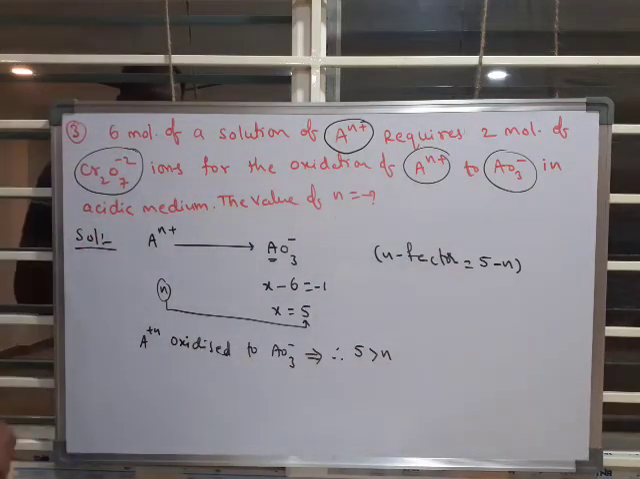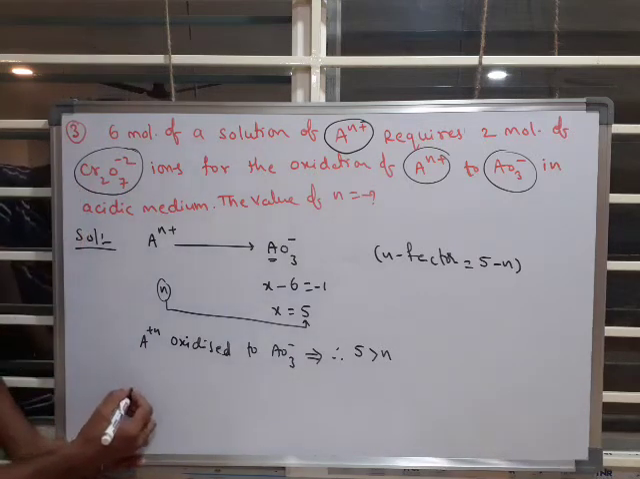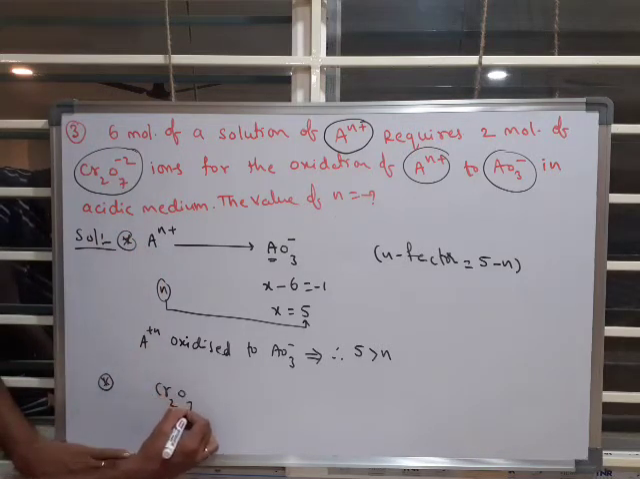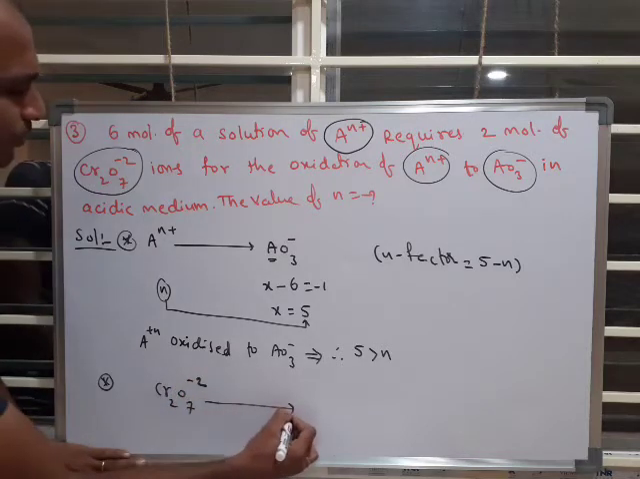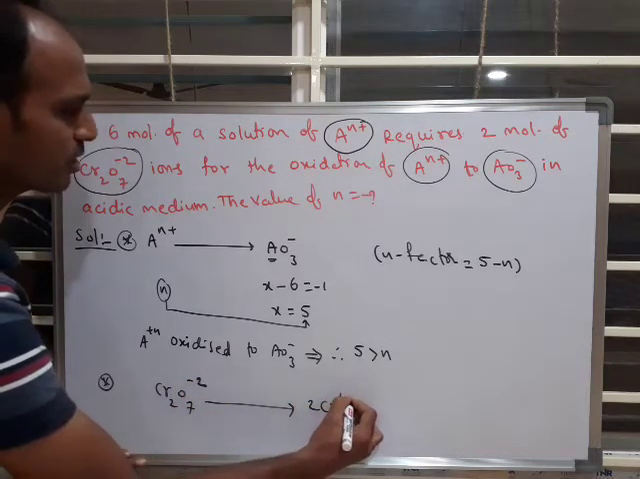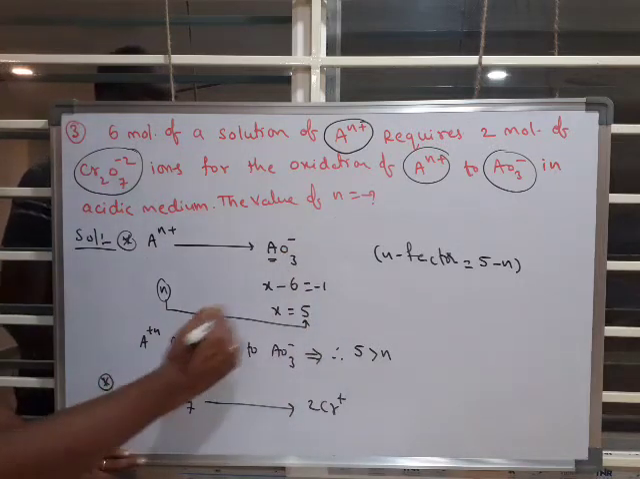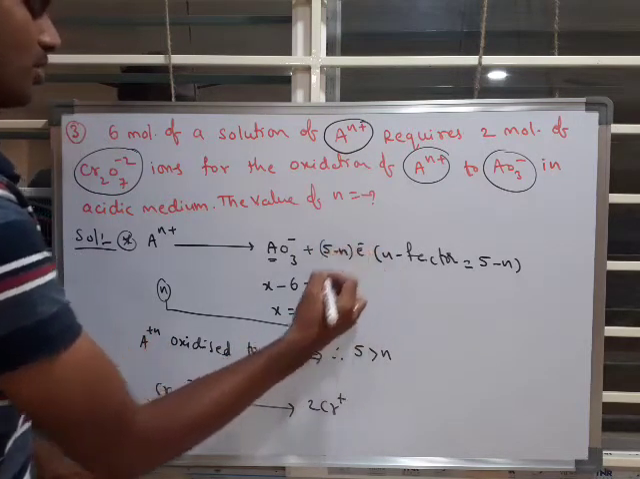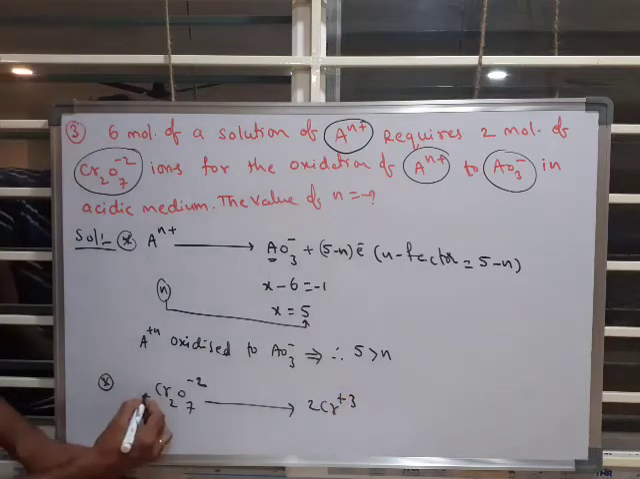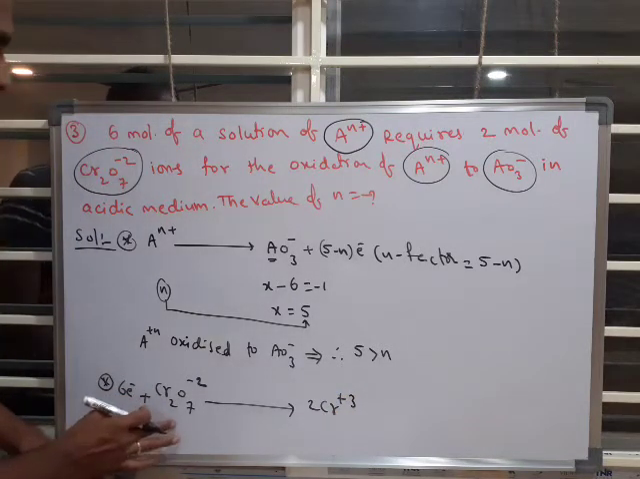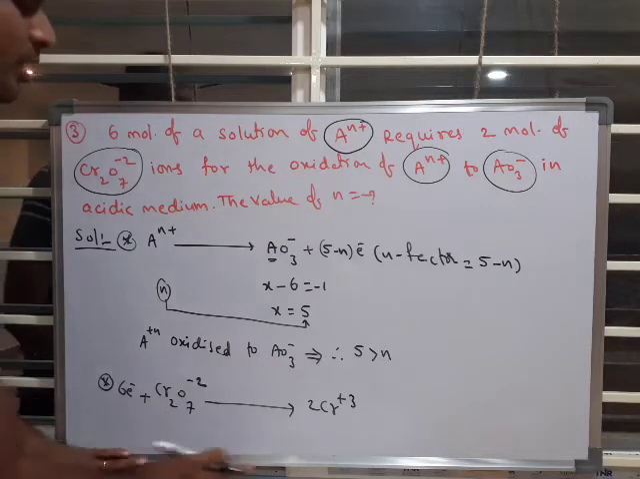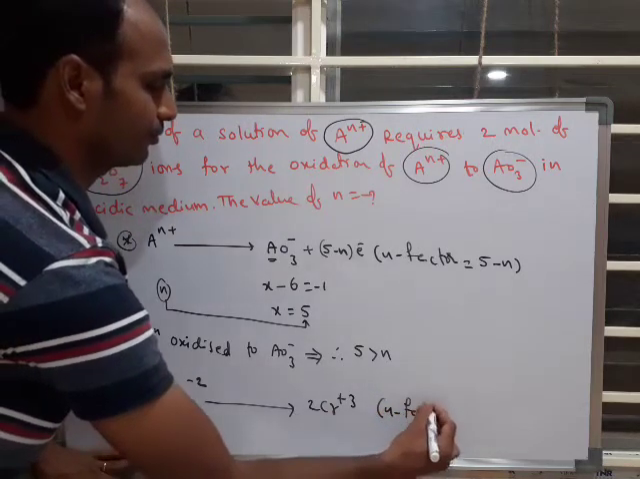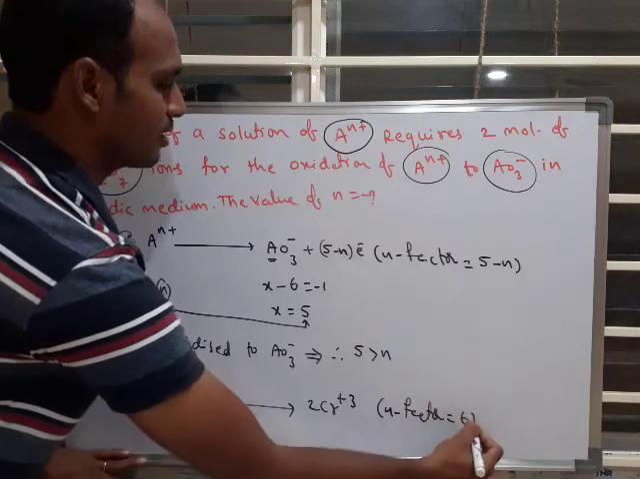Next, we know what the n factor is in Cr2O7 minus 2. What is the change in acidic medium? Cr2O7 minus 2 is the dichromate ion, potassium dichromate. So the number of electrons is 5 minus n electrons here, gaining electrons. Chromium goes from plus 6 to plus 3, for two chromiums, so the total number of electrons is 6. Therefore, the n factor is equal to 6.